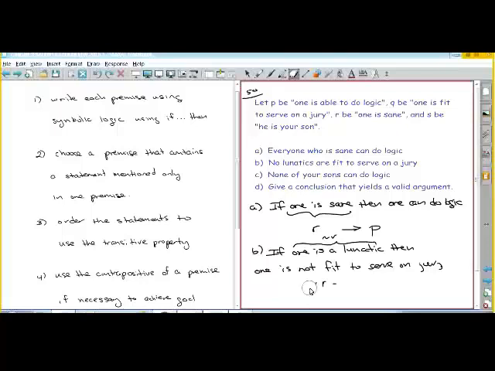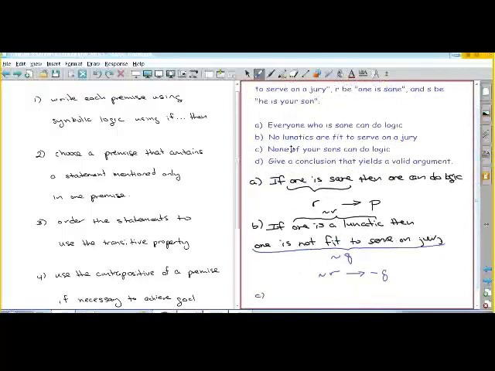Let me move this down a little bit. So we've got not R. This part, one is not fit to sit on a jury, is going to be the negation of Q. So we're going to have if the negation of R, then the negation of Q. So that's our second premise. First converted into an if-then statement, and then converted into symbolic logic.